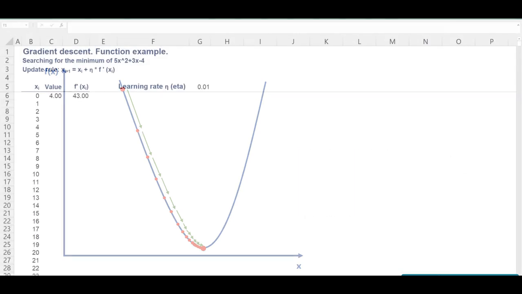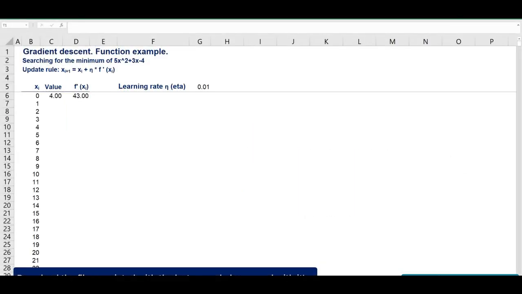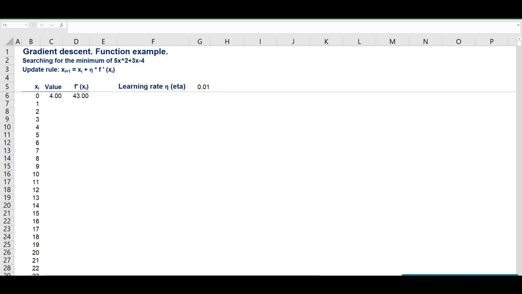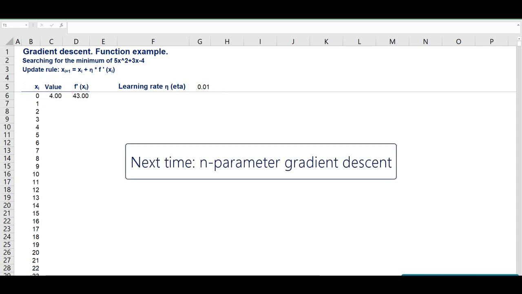Please download and look at the Excel file associated with the gradient descent, available in the course resources section. We encourage you to play around with the learning rate or the arbitrarily chosen number x0 and see what happens. This will give you a good intuition about the learning rate, which is central to teaching the algorithm. In the next lesson, we will generalize this concept to the n-parameter gradient descent.